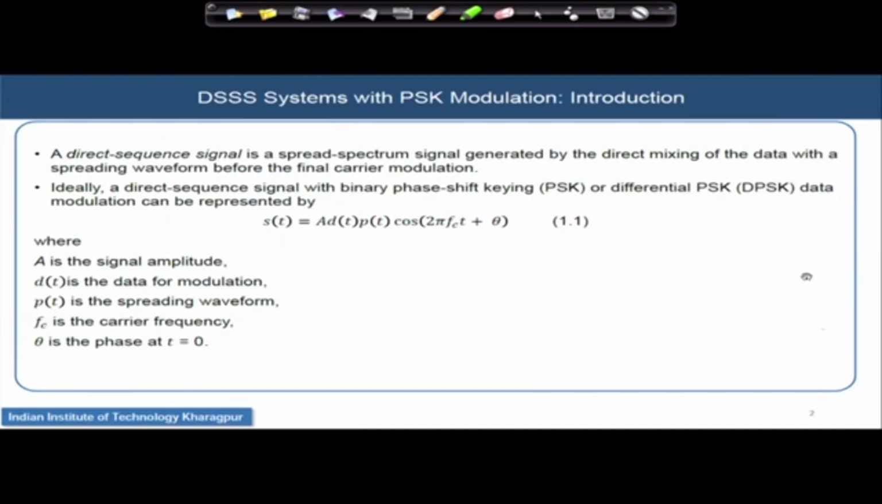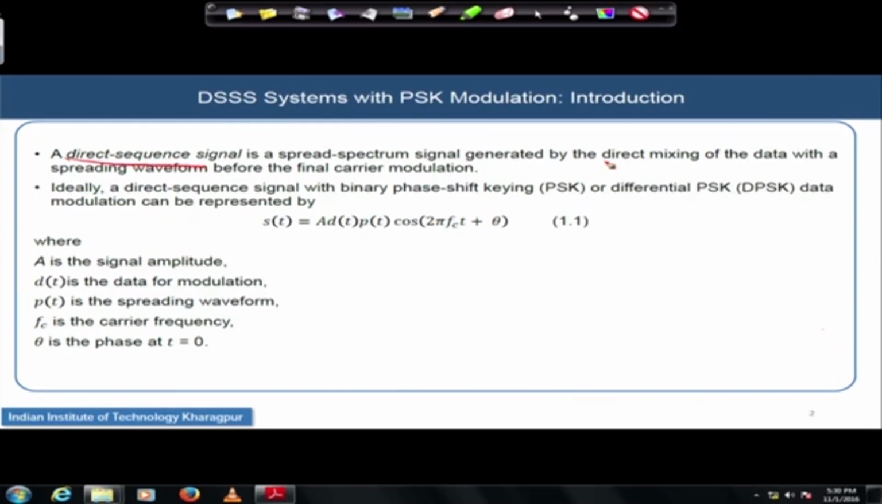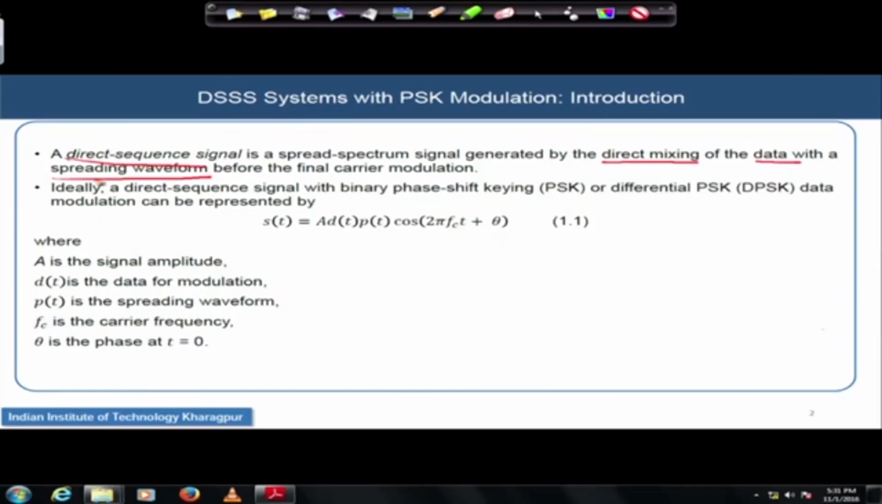In a direct sequence spread spectrum system, as the name suggests, the signal model is obtained by the direct multiplication and direct mixing of the data with your spreading waveform. We understand that in spread spectrum communications, the spread spectrum signal will have an extended bandwidth with respect to the minimum required data modulation bandwidth. Here, the PN sequence or the spreading waveform helps us to extend the bandwidth of the spread spectrum signal as compared to the data modulated waveform.